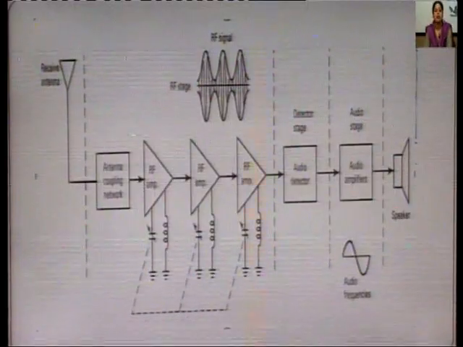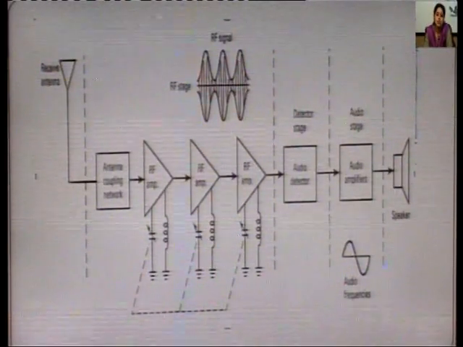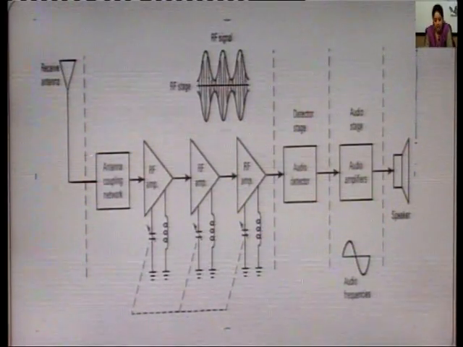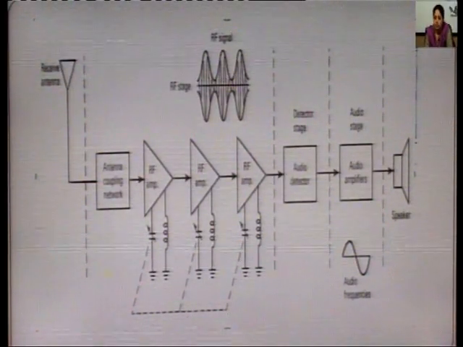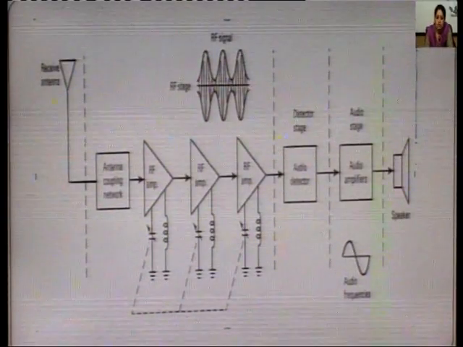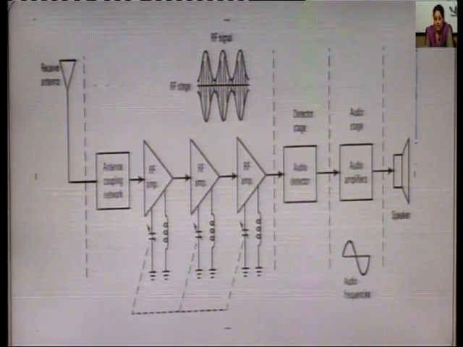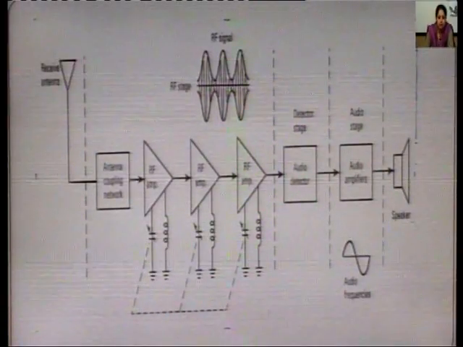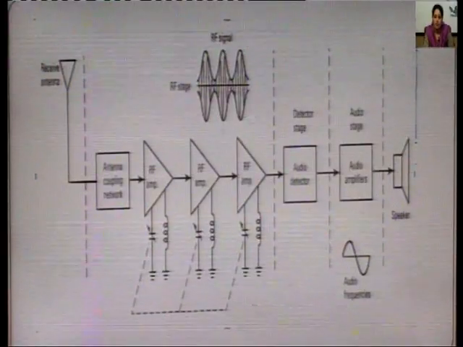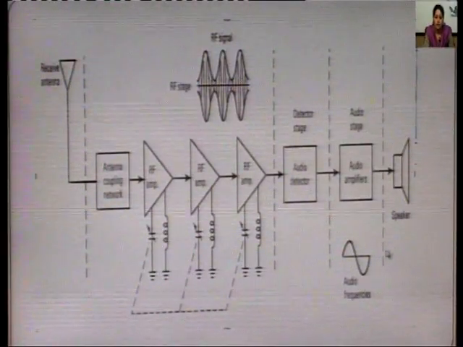At the audio amplifier stage, you provide amplification to the original modulating signal that you get after demodulation, and at last it is given to the load, which is shown here in the form of a speaker. Here the waveforms are shown: at the RF stage you have the RF signal, and at the audio amplifier you have the original signal in this form.